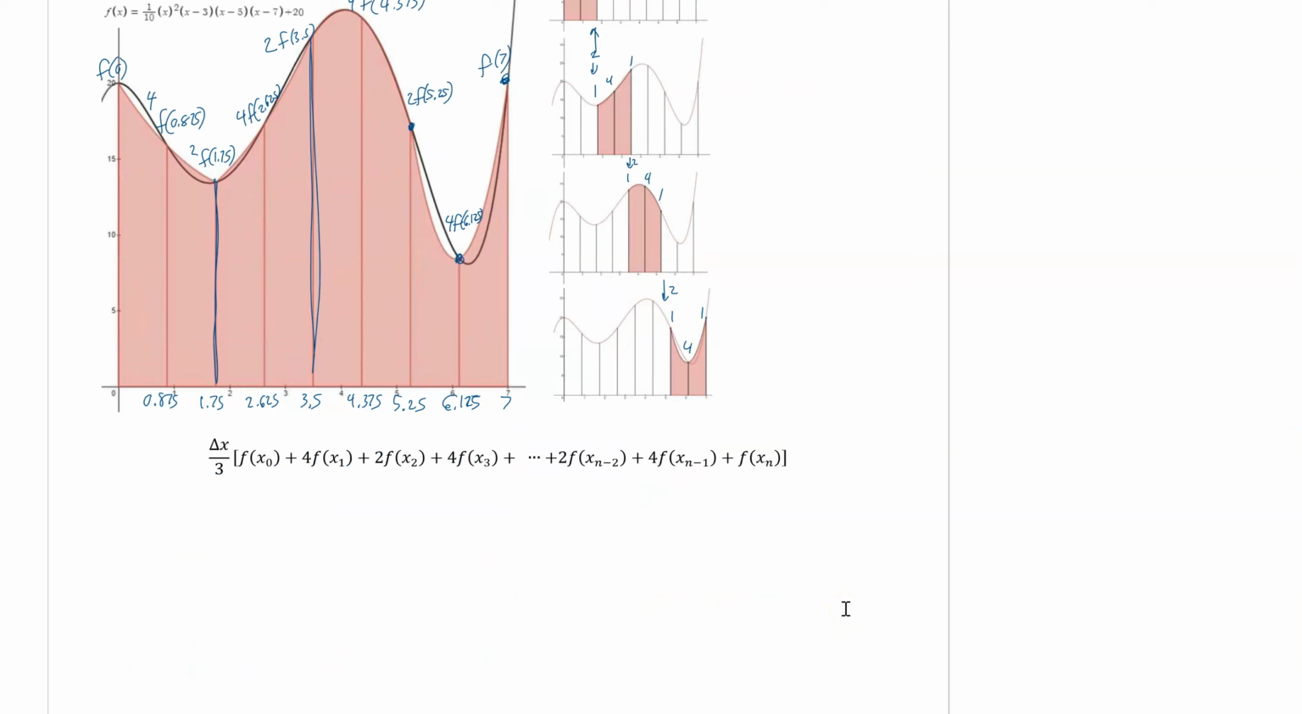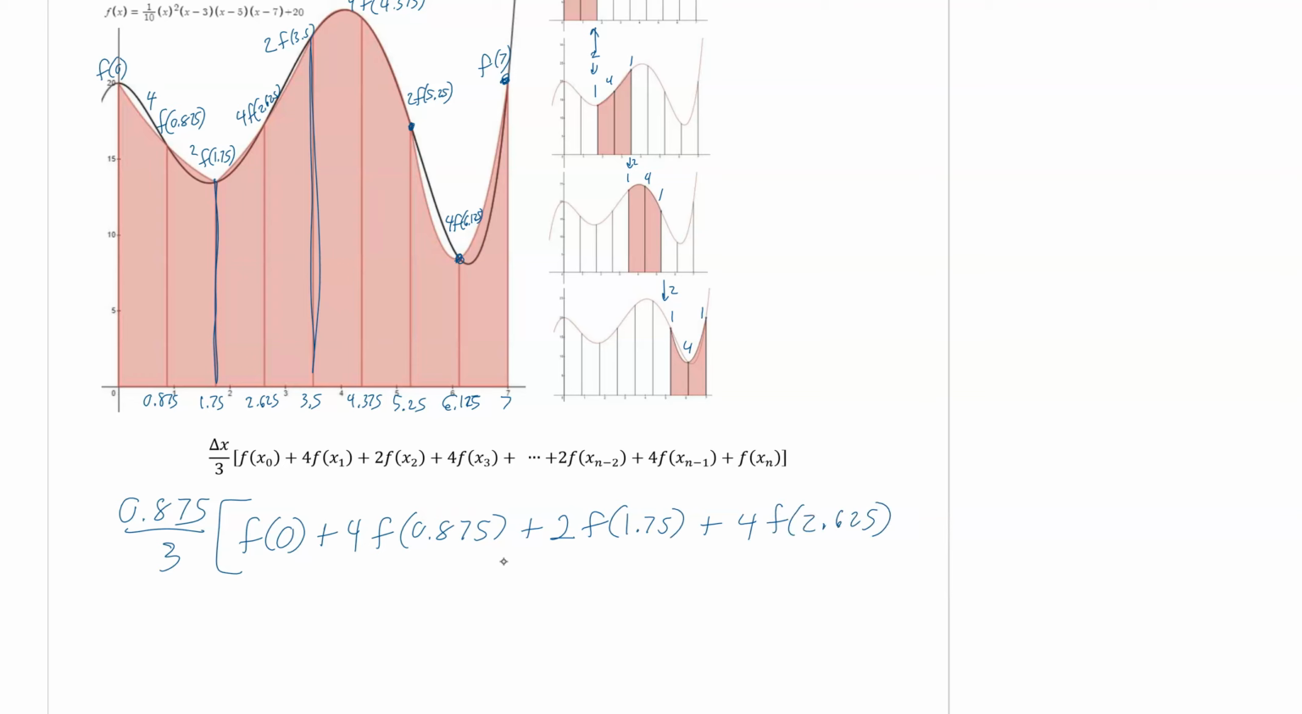So let's write this out. So we have 0.875 over 3. And then we're starting at f of 0. There's one of those. And then we get 4 of f of 0.875. So you can see all I'm doing is basically taking those points and plugging them in just like we've been doing for trapezoidal and midpoint. And then now we're on to 2 of the 1.75 and then 4 of the 2.625. And then we end up with 3.5.